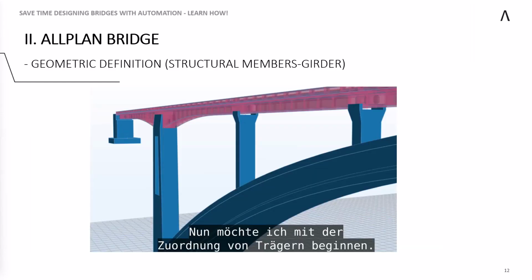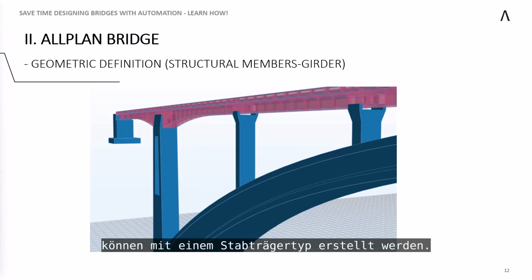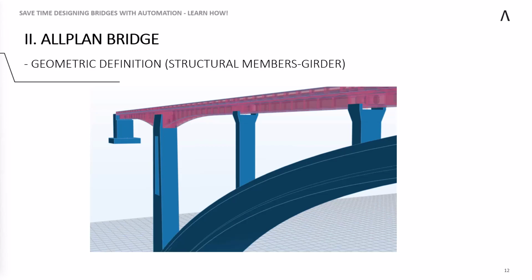Now, I would like to begin with the girder assignment. A girder member can be referenced to the axis and superstructure. The arch and trapezoidal foundation of this bridge can be created with a girder type of structural member.